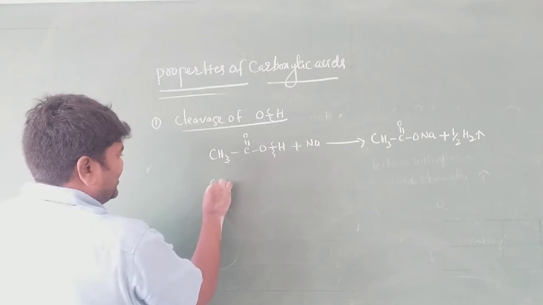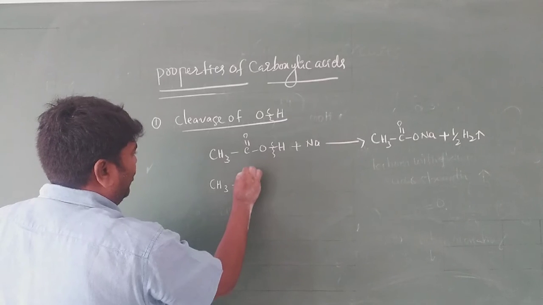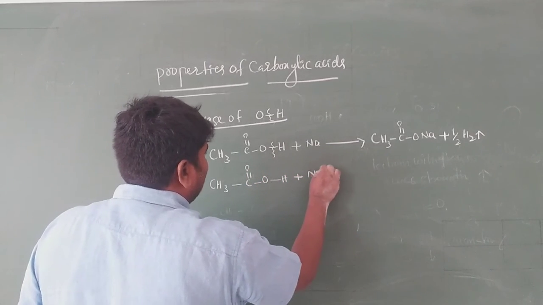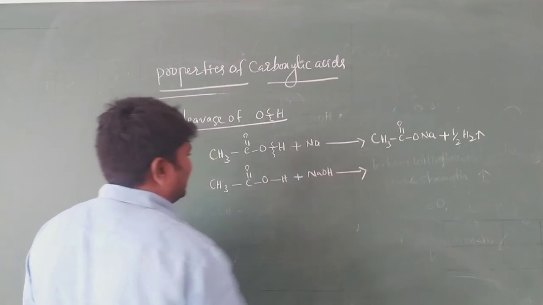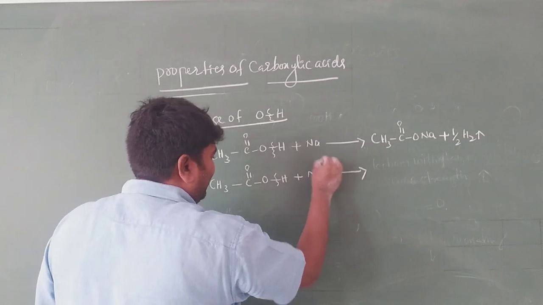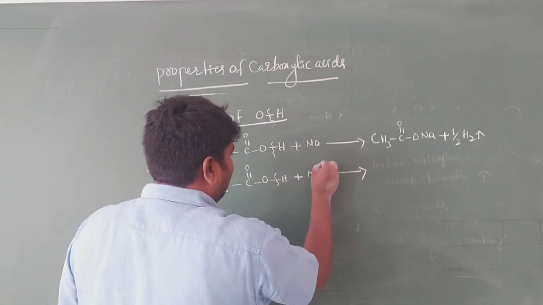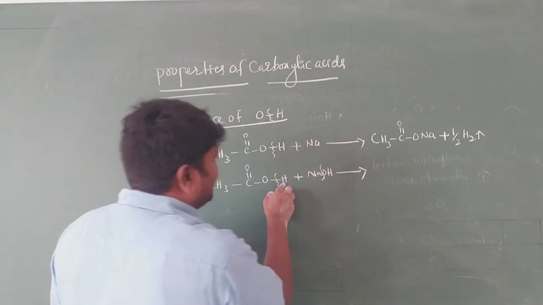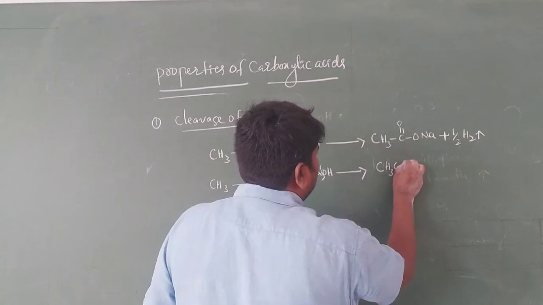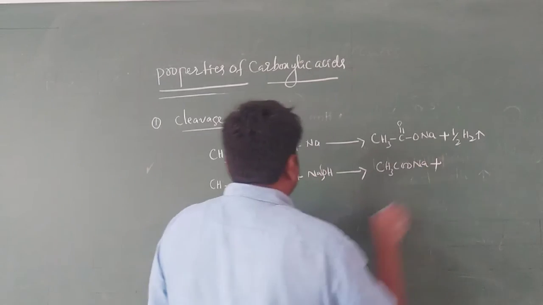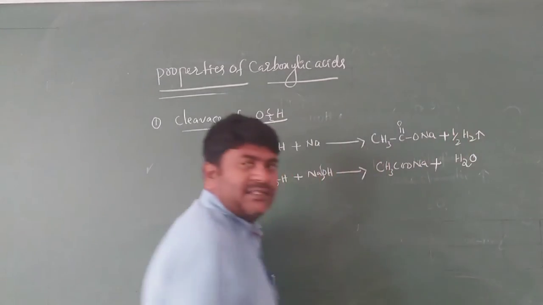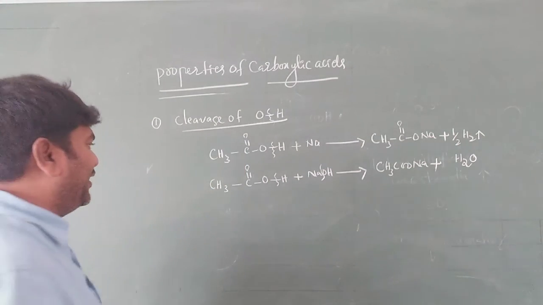Next one, CH3, C double bond O, OH reacting with NaOH, sodium hydroxide. Same thing here, bond breaking. The H place is occupied by Na, giving CH3COONa plus H and OH, so water is formed. It is very important, my dear students.